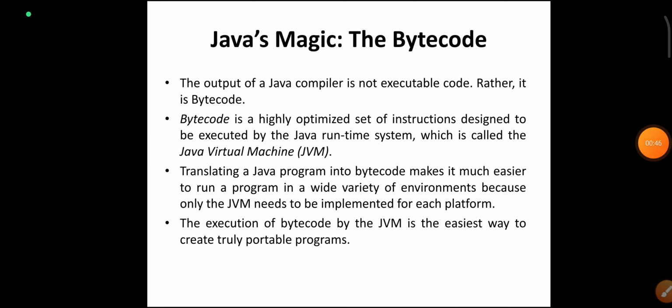The output generated by the Java compiler is bytecode, which is not executable code, and that bytecode is a highly optimized set of instructions. Translating that Java program into bytecode makes it easier to run a program, and execution of that bytecode by the JVM is the easiest way to create portable programs, because Java bytecode is platform independent code which we can run anywhere, on any platform. So that's why Java programming is platform independent, with the help of Java bytecode only.